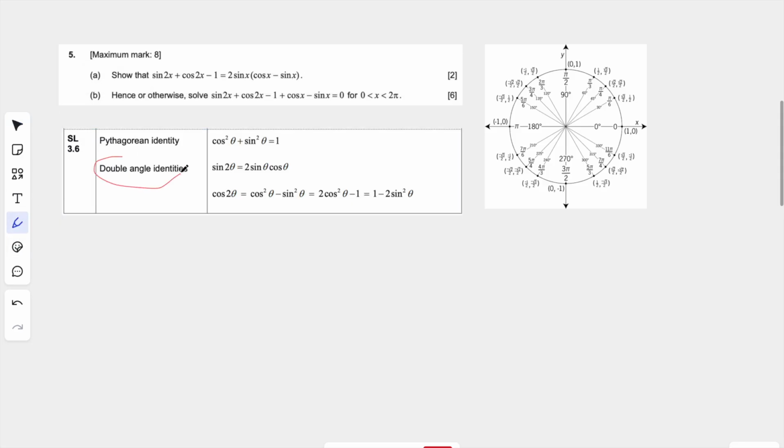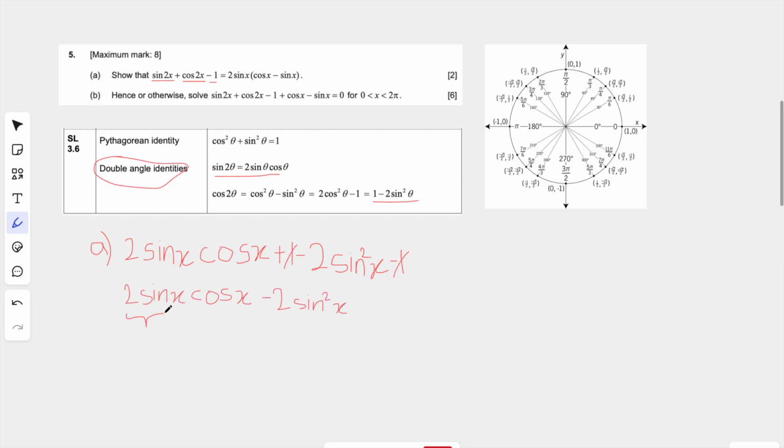To do this, we can make use of the double angle identities that are provided in your formula booklet, namely the identities that sine 2x equals 2 sine x cosine x and cosine 2x equals 1 minus 2 sine squared x. Replacing sine 2x and cosine 2x with these values results in 2 sine x cosine x plus 1 minus 2 sine squared x minus 1. Since 1 minus 1 is 0, we are left with 2 sine x cosine x minus 2 sine squared x. We can factorize the 2 sine x terms such that we are left with 2 sine x brackets cosine x minus sine x, which matches what the question wanted us to show.